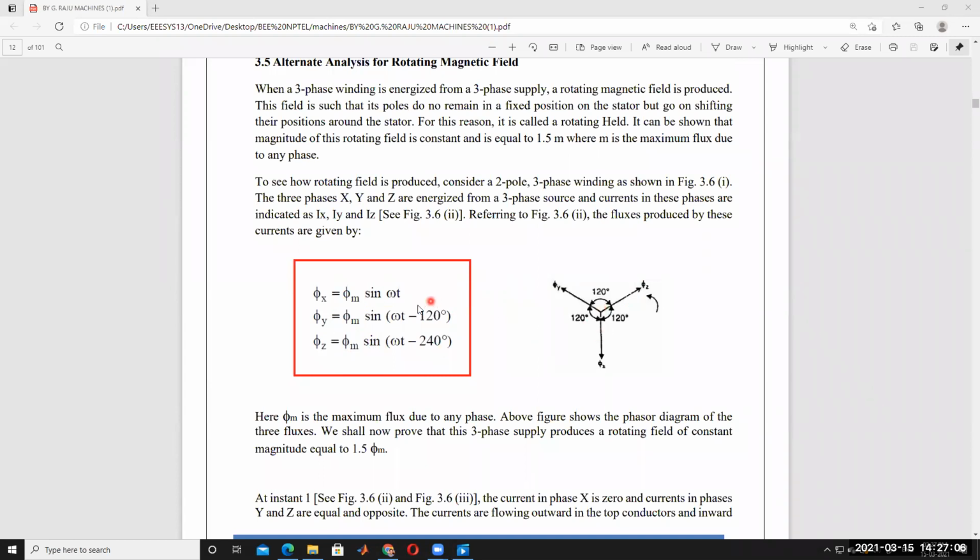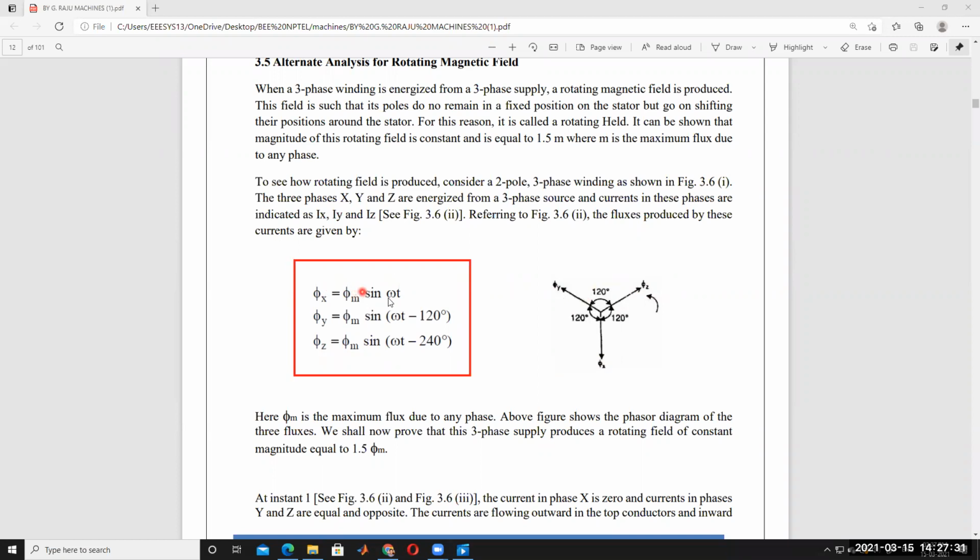So like this, the fluxes are all distributed with a 120 degrees phase displacement. I'm taking the notation phi_x in this direction, then phi_y and phi_z. Understood? In the anti-clockwise direction: phi_x first, and then phi_y and phi_z.